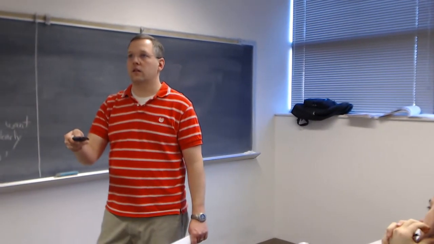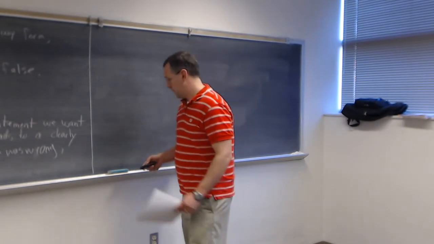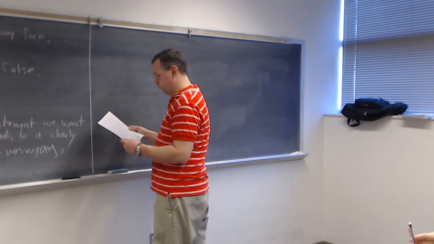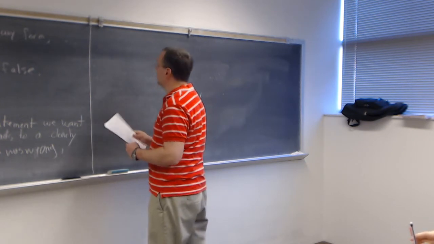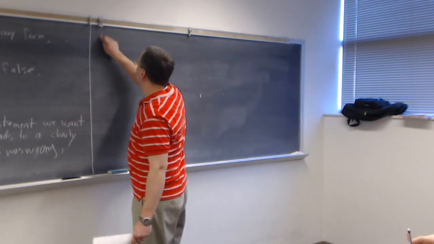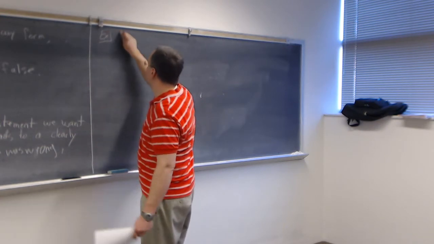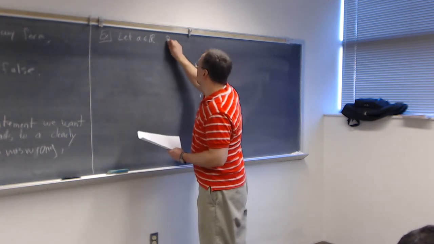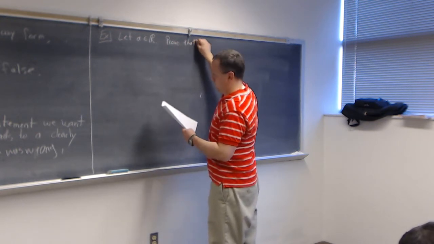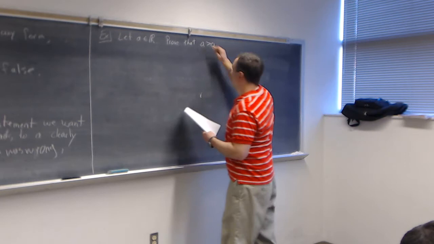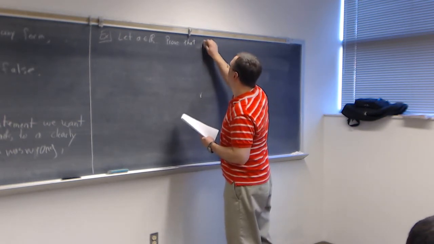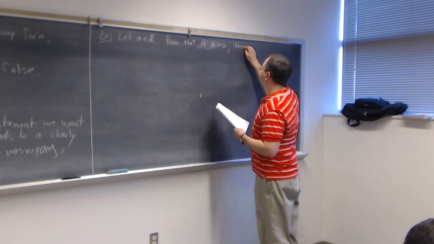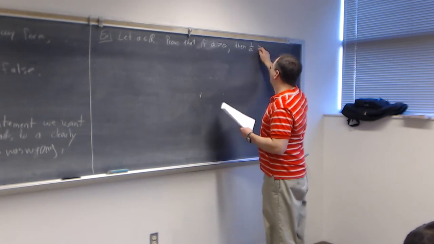So let's do a proof by contradiction. What do we do first? Okay, I'll do a more basic result first. Let A be a real number. Prove that if A is positive, A is greater than 0, then 1 over A is greater than 0.